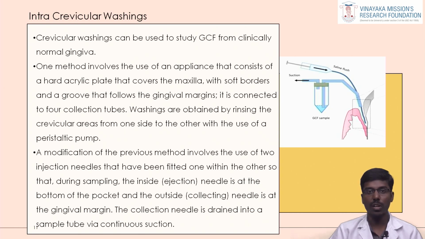Previously, the device consisted of an acrylic plate, which is placed over the maxilla with soft borders running over the gingival margin. Along these soft borders, there will be grooves. In the grooves, the fluids will be collected into the 4 collection tubes. But recently, we are using just 2 needles. As you can see in the image, the first needle is the saline flush. You can see the tip of the needle at the bottom of the gingival sulcus. The second needle is for collecting the gingival crevicular fluid. The collection is through continuous suction.